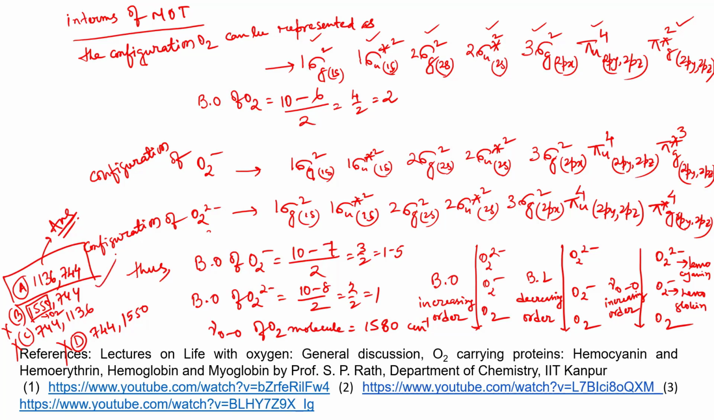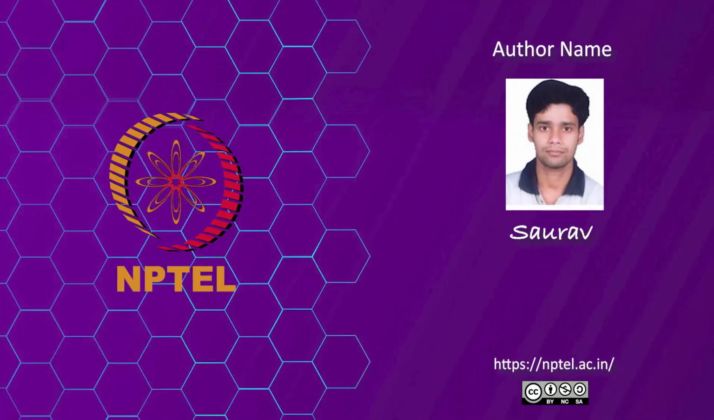You can easily find the reference in the lectures on life with oxygen, general discussions, oxygen carrying proteins, hemocyanin and hemerythrin, hemoglobin and myoglobin by Professor S.P. Roth, Department of Chemistry, IIT Kanpur. Thank you very much.